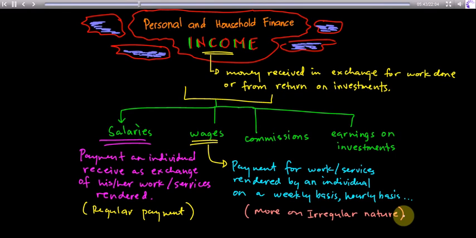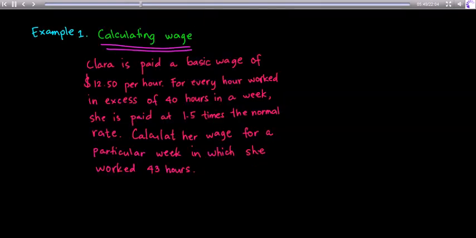So let's take some examples for calculating wage. Example 1. Clara is paid a basic wage of $12.50 per hour. For every hour worked in excess of 40 hours in a week, she is paid at 1.5 times the normal rate. Calculate her wage for a particular week in which she worked 43 hours.